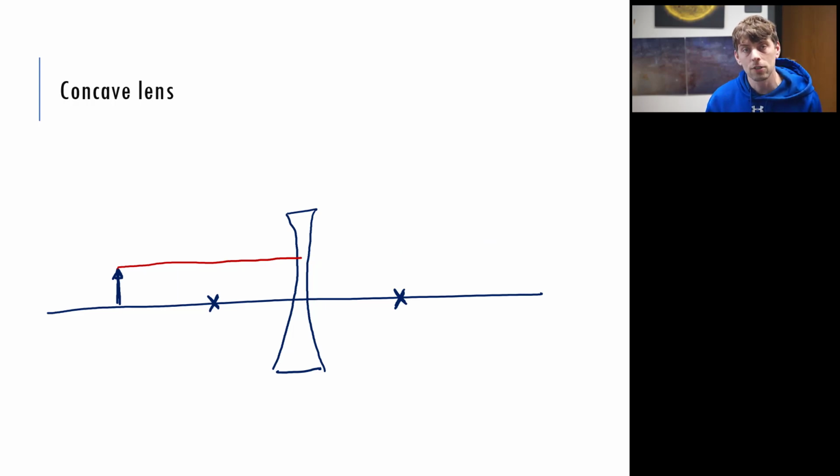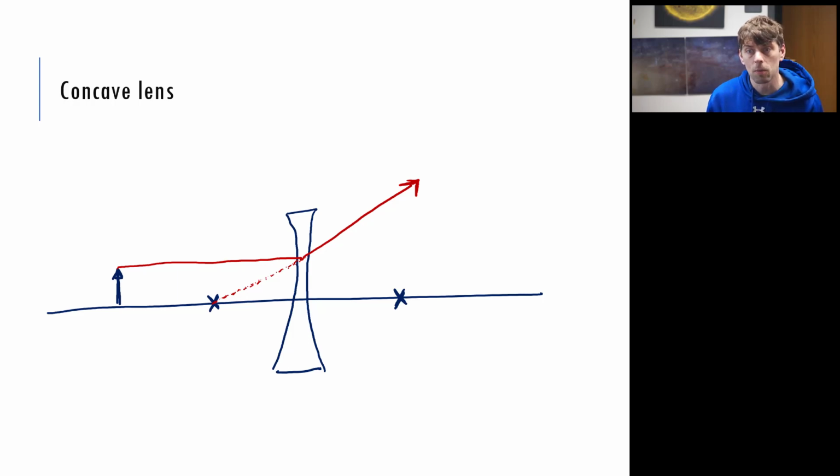A diverging lens will cause this parallel beam to move away from the optical axis along the line with the upstream focus. So I can pretend to draw a line from the focus to where the beam intersects the lens and continue that line, that is the direction, the path that the beam will follow.